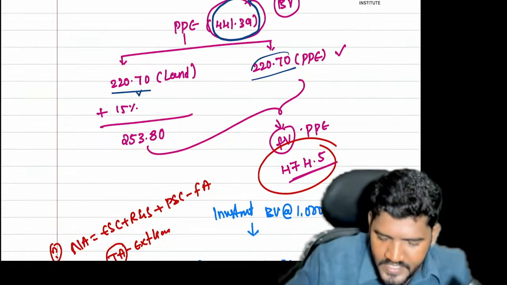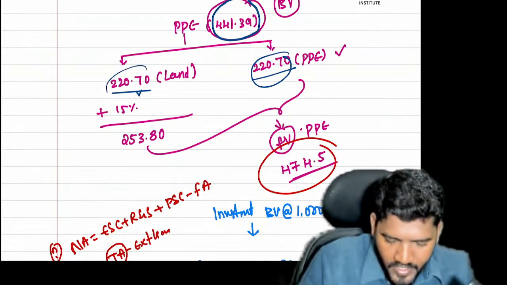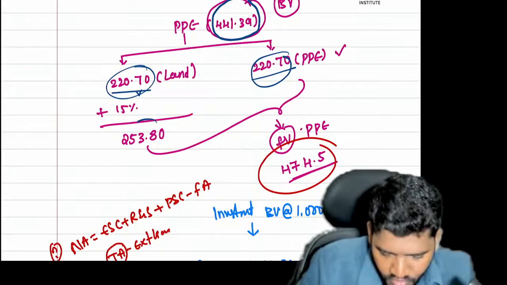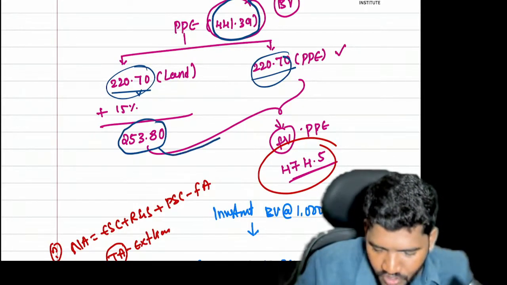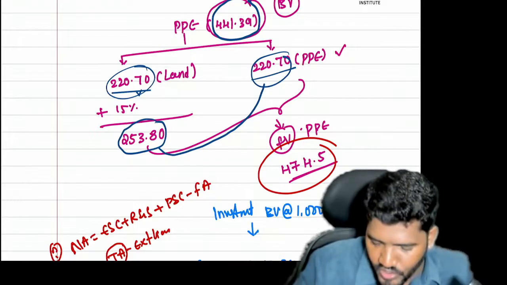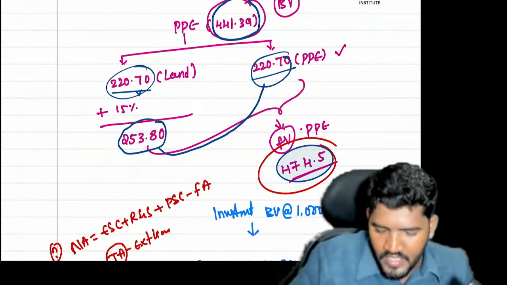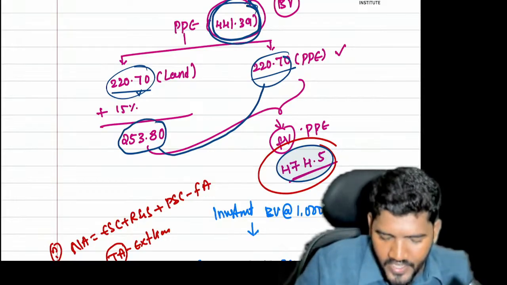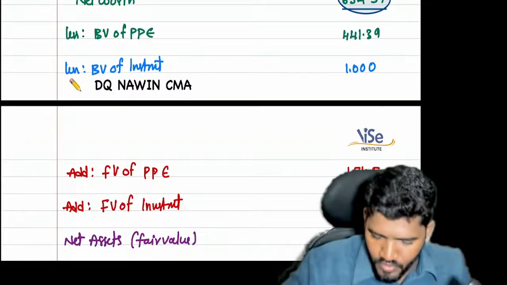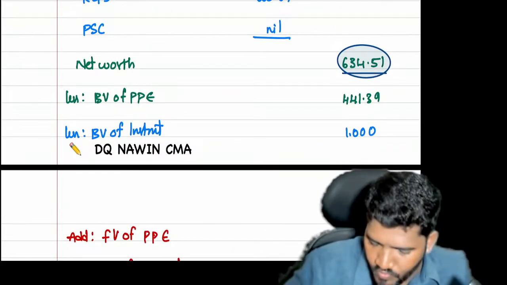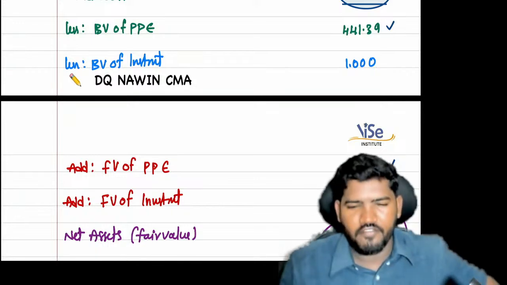Now this pending value is not increased or decreased, but this 220.7 is increased by 15%. It means 253.80. The fair value means 253.80 plus 220.70. The total fair value is 474.5. This 441.39 is the book value. So I am reducing this book value and adding this fair value. So see here, book value 441.39, add fair value 474.5.